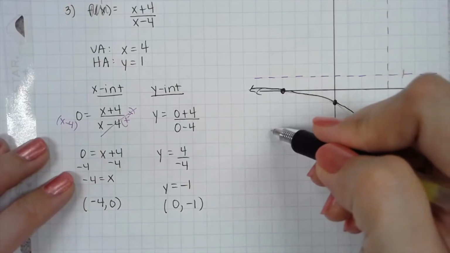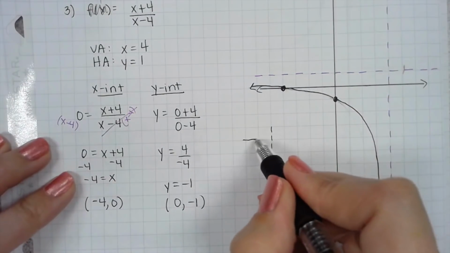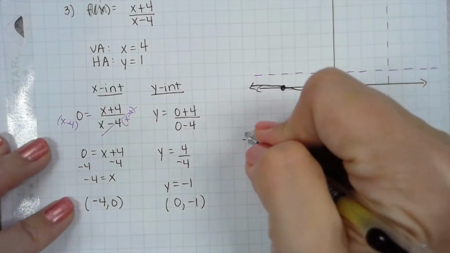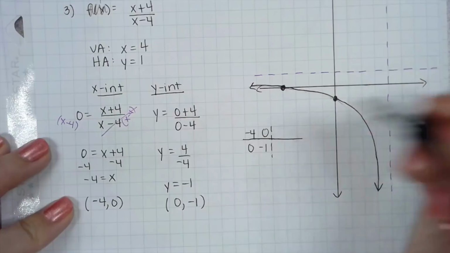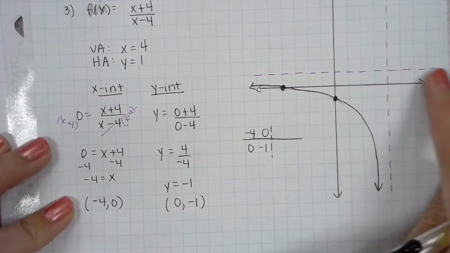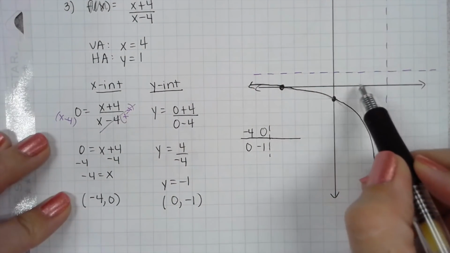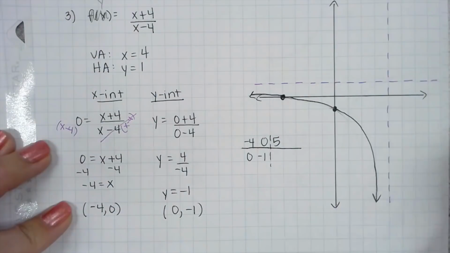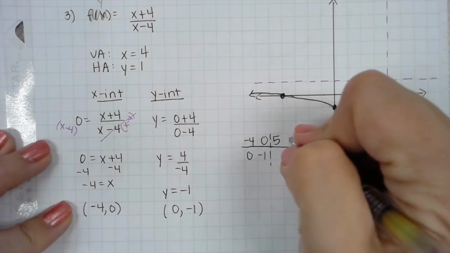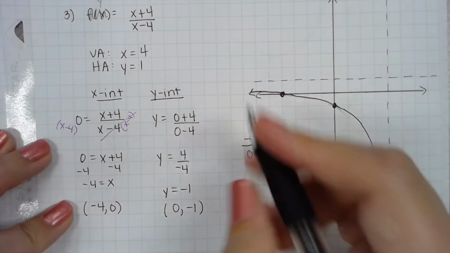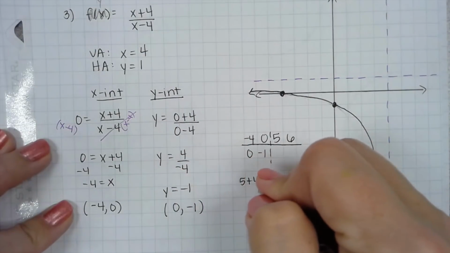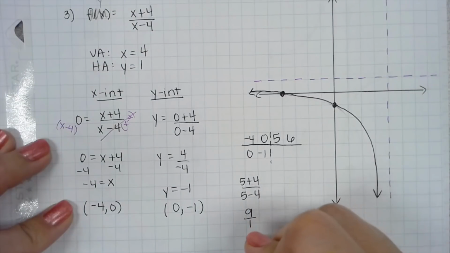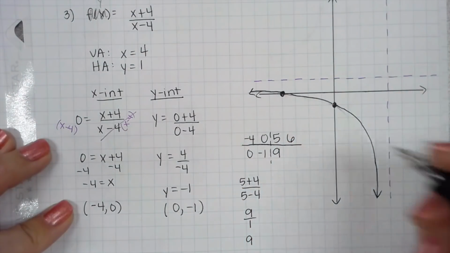And then to finish this one, the 2 points that I have are both to the left of that dashed line. So I know already that -4 goes with 0 and 0 goes with -1. So now I'm going to pick 2 points that go to the right of this. My vertical asymptote was at x equals 4. So I'm going to plug in the number 5. And then I'm going to plug in the number 6. Because at first glance, it looks like those are going to give me whole number answers when I do the work. 5 plus 4 is 9. 5 minus 4 is 1. So 5 will go with 9.